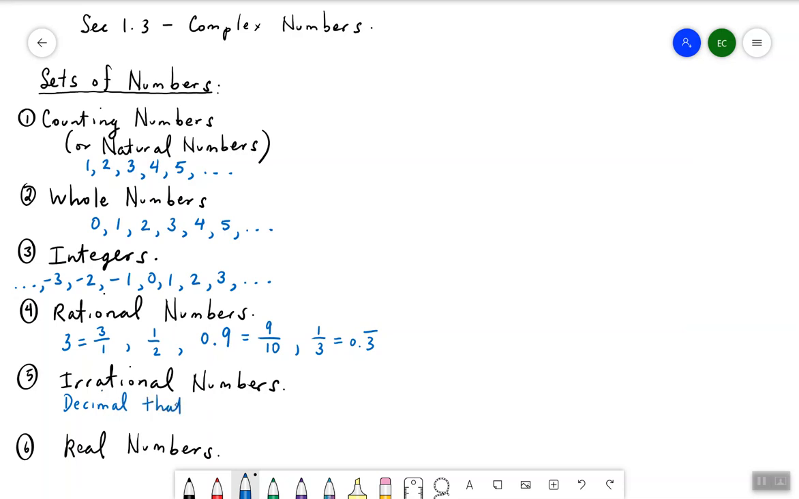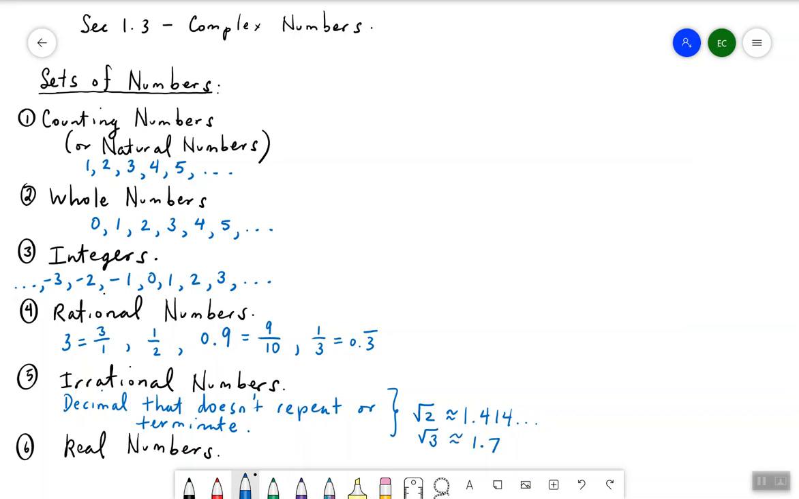A decimal that doesn't repeat or terminate, or its equivalent. And so the first thing you would think of for an irrational number would be a number like the square root of 2, which is approximately 1.414, but that decimal goes on forever. Again, not repeating. You could also think of the square root of 3, which is about 1.7.